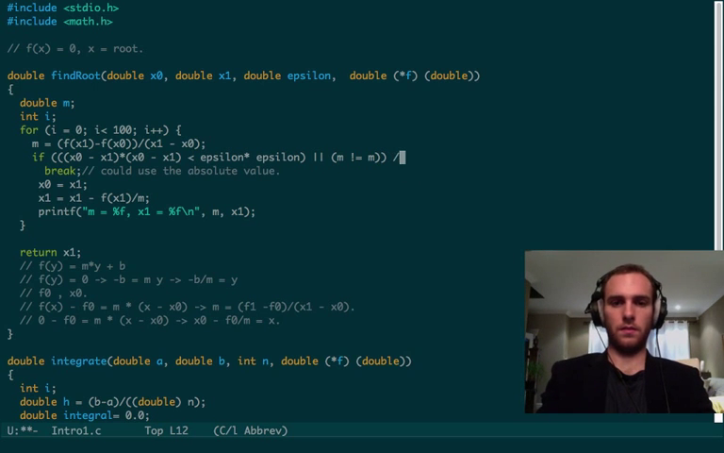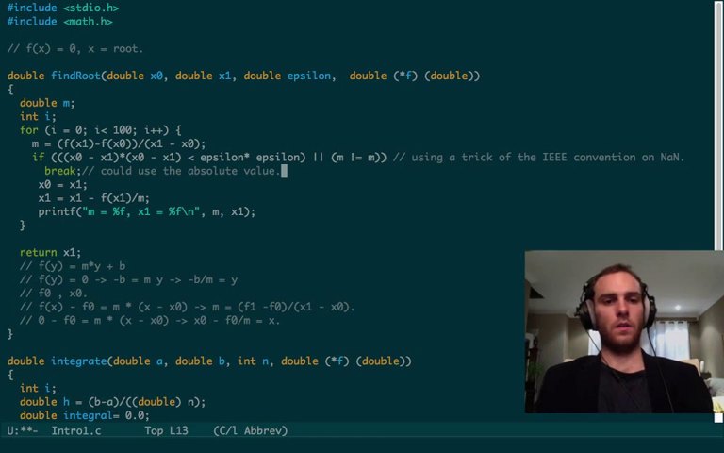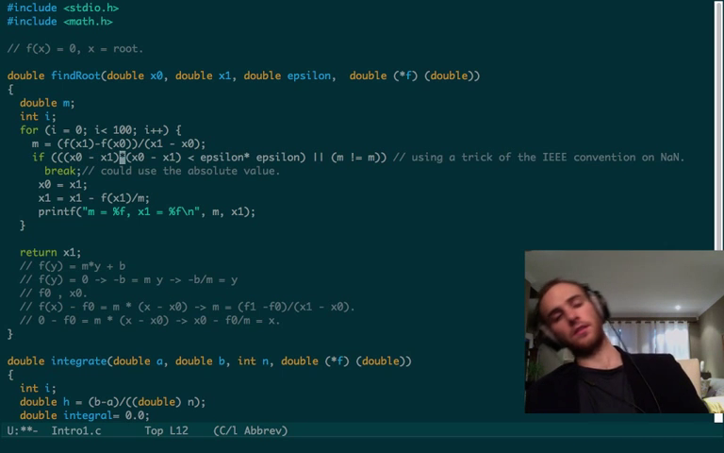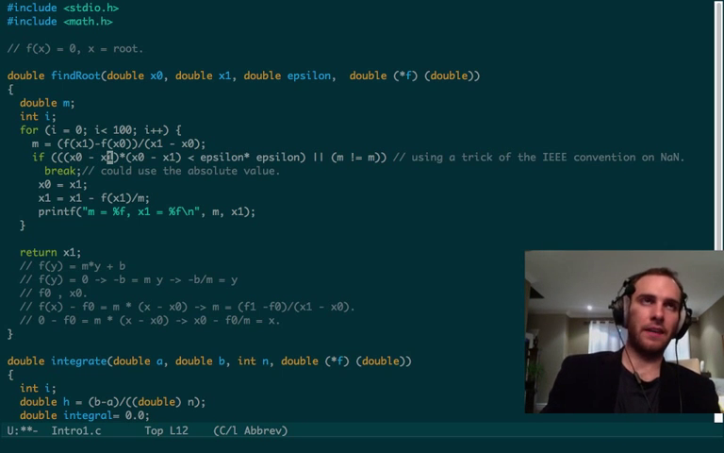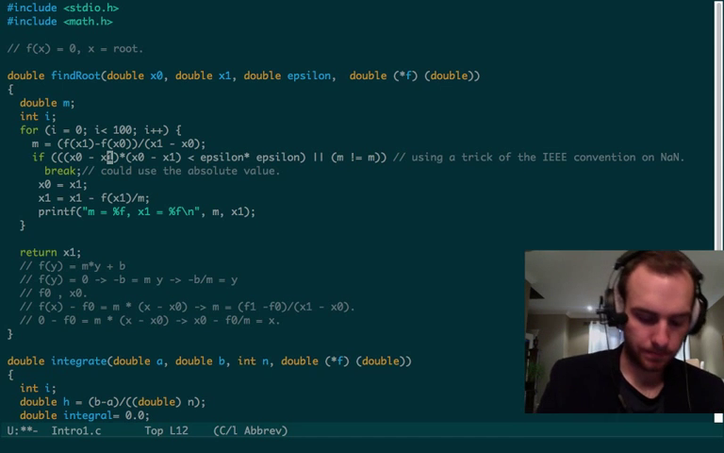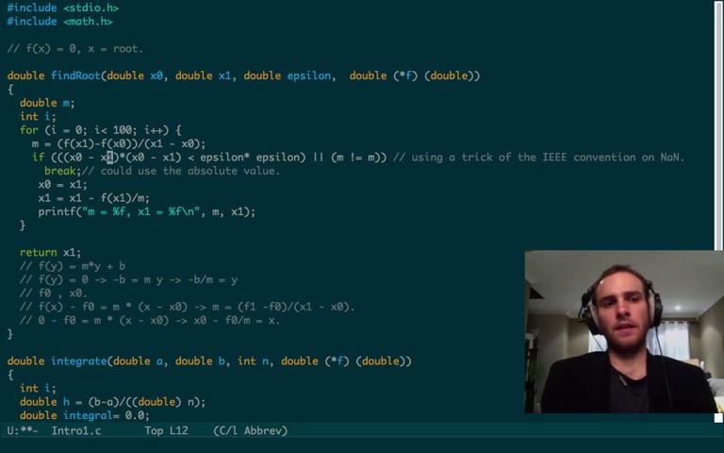Maybe we can note that using a trick of the IEEE convention on not a number, by seeing m before we evaluate this conditional, we can kind of look forward one step. And okay, so we have this function.